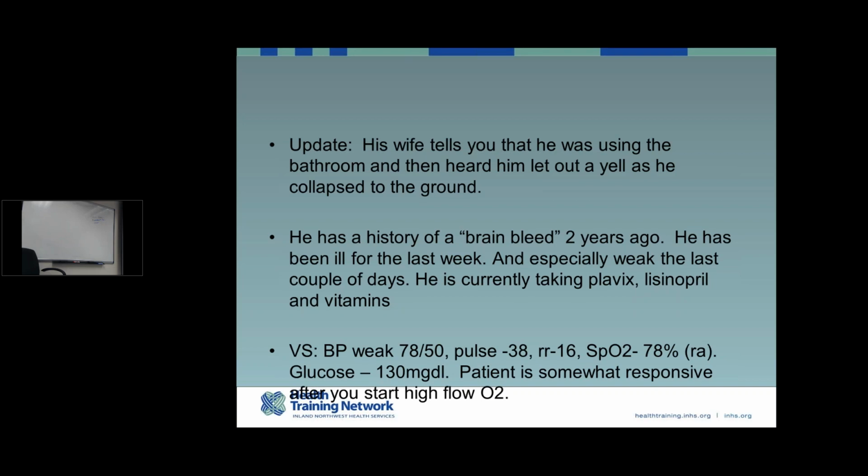He's got respirations at 16. He's at 78%. His glucose is 130, so we can rule this out in terms of hypoglycemia. So, ching, one gone, hypoglycemia, it's not. The patient is somewhat responsive after you start high flow oxygen. Why is that a good thing? He's at least heading in the right direction as far as his response to you. Does that mean that life is all good, you can go home now, get a patient refusal? Probably not, right?